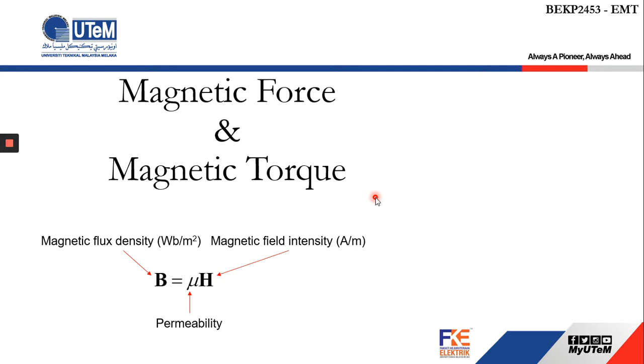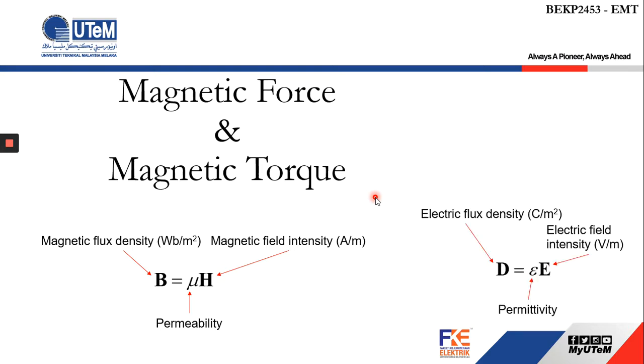Okay, so if you compare this equation, it has some similarity with the equation that you have already learned in electrostatics, which is D equals epsilon E. So if you compare side by side, you can see the similarity. One is for the electric field, one is for the magnetic field. So D is equivalent to B, where D is the electric flux density. The unit is coulomb per meter squared. So you can see the similarities.